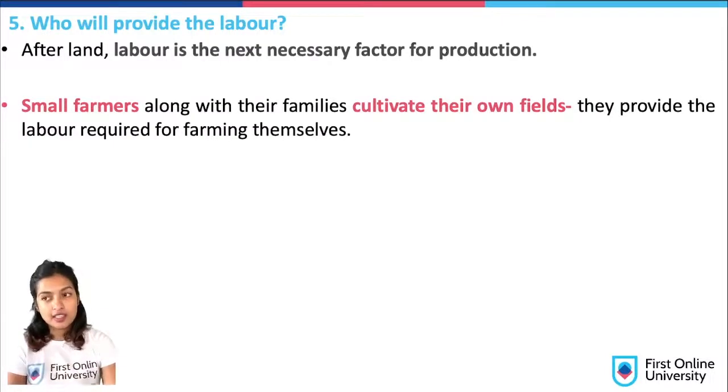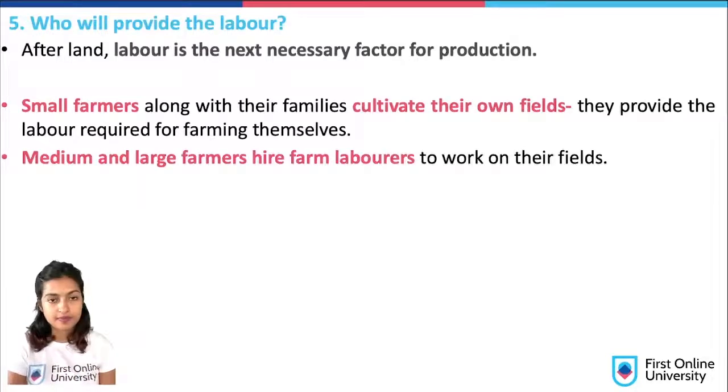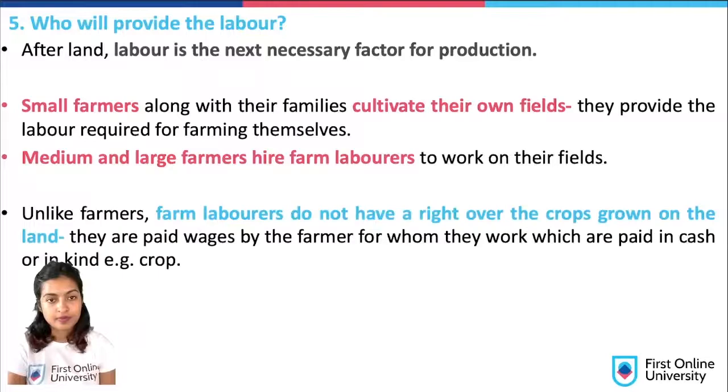Small farmers, like I mentioned earlier, can either cultivate their own land, or they can go to the large farmers' land and provide certain labor work there. Unlike farmers, farm laborers do not have a right over the crops that are grown on the land, right? So they just do the work on that land and they leave.